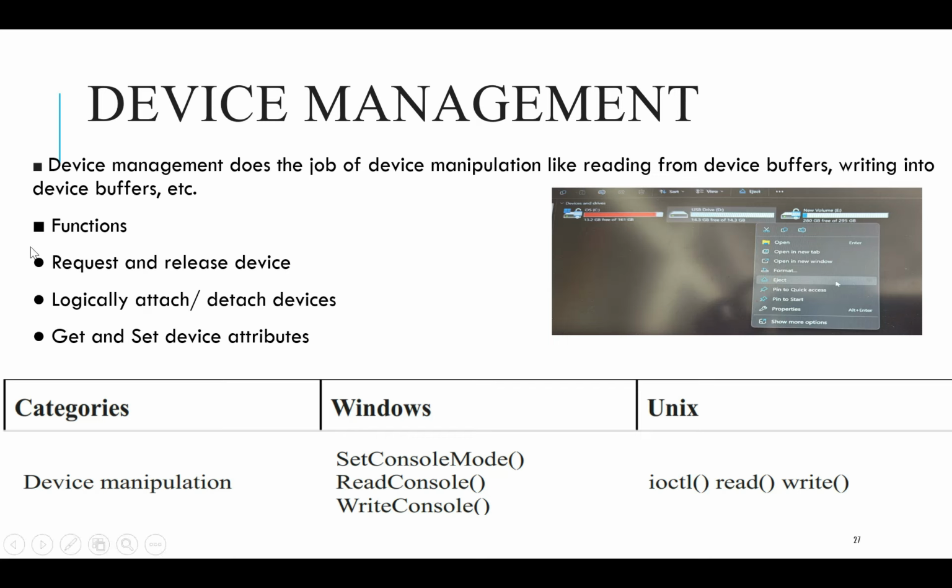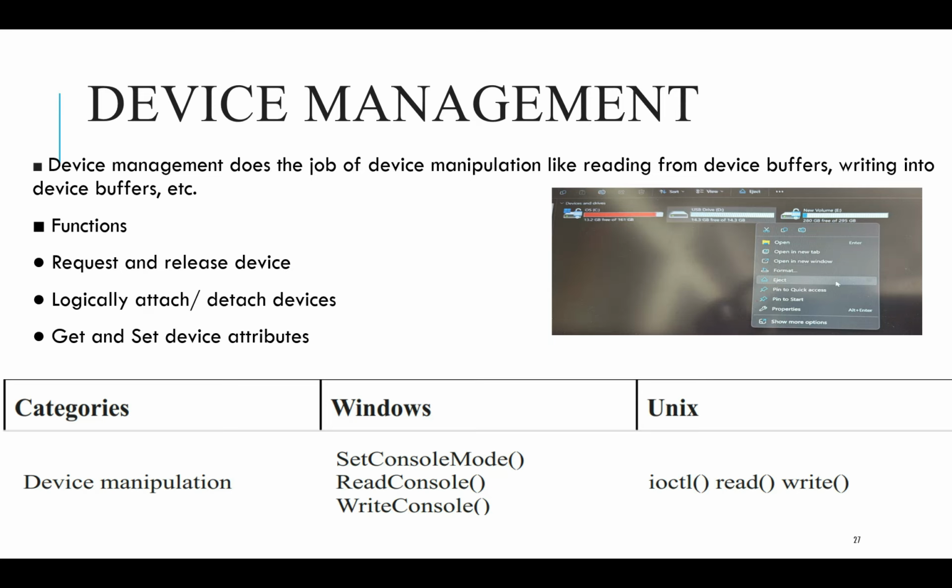So the major functions are request and release the device. That is, when the process needs certain devices at a time, there comes the need to request the device. After the process finishes using the device, it has to be released. That is meant by release device. Next is logically attach or detach the device. Physically attaching means you are directly attaching a device to your computer system. That is, when you plug a pen drive into the system, you are manually attaching the device.